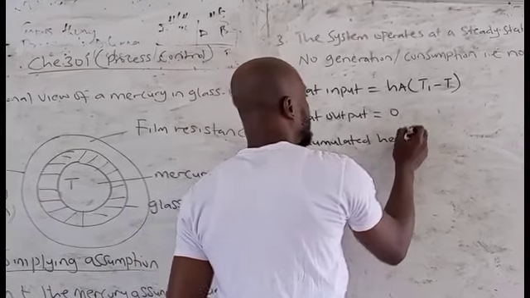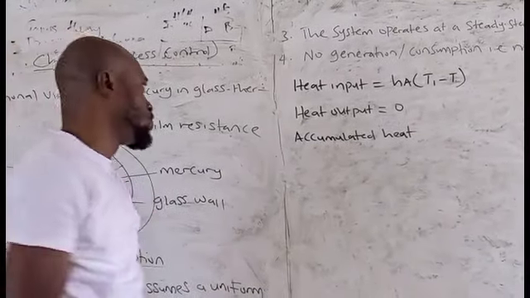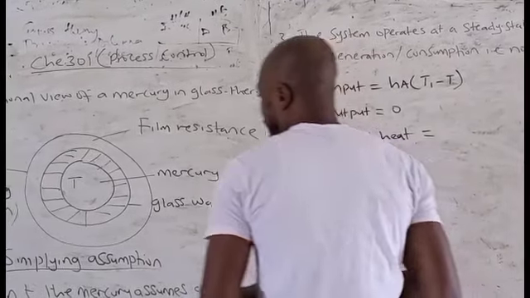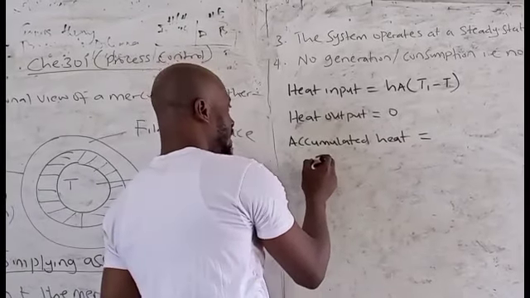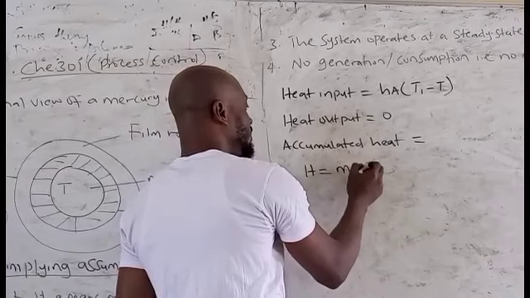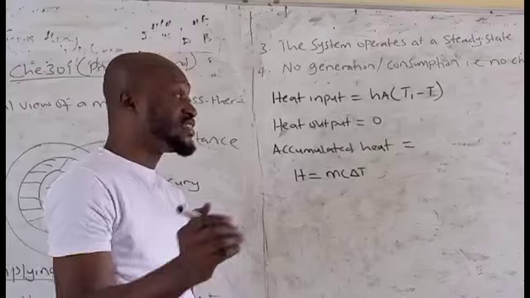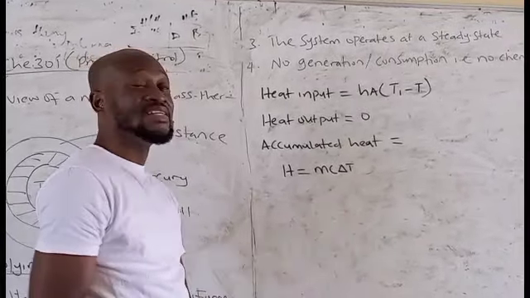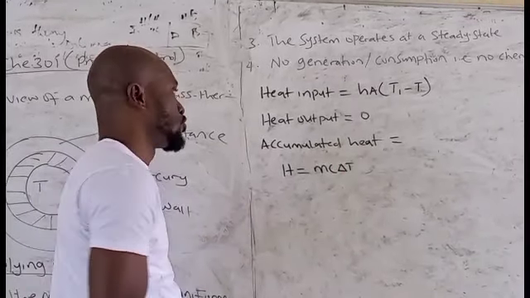Accumulated heat. From here, we'll now look at the steady state energy equation. Accumulated heat will give you heat. We know from physics that H, the quantity of heat, is equal to MC delta theta. H represents quantity of heat, M represents mass, C represents the heat capacity, and delta T represents change in temperature.